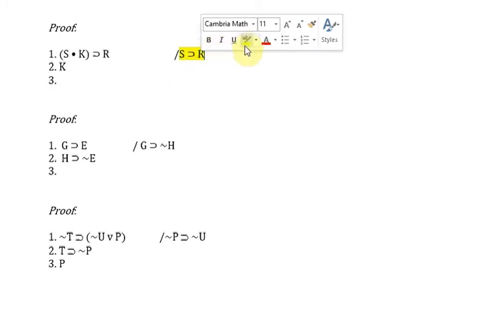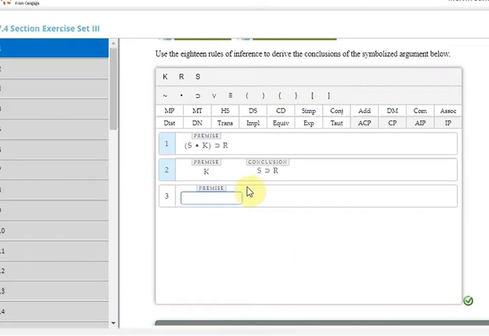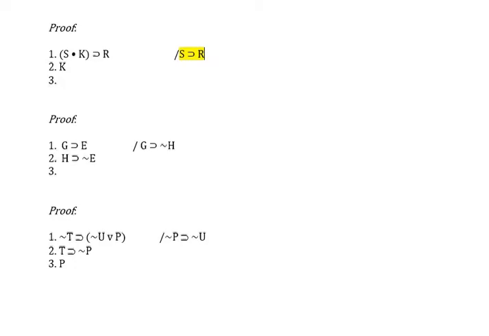So our first proof here, again, remember that the first parts are the premises. The first premise is if S and K then R. Our second premise is K, and then what we're trying to prove is if S then R. I'm going to put it over here on the right hand side. In MindTap, you usually have it after the last premise that they give you. So if it's 2 premises or 3 premises, they usually put it there, which is a little confusing, but it does say conclusion there, and that's what we're trying to prove. I'm going to put it on the top right over here.